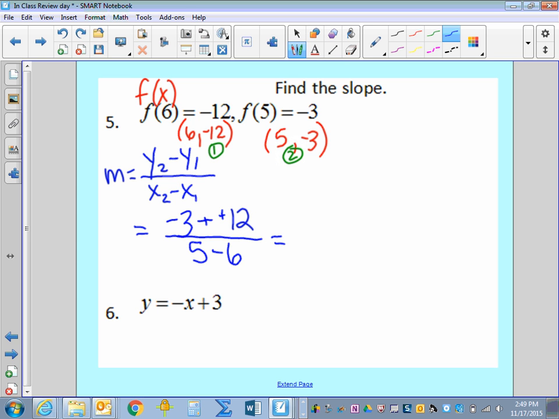Negative 3 plus 12 is positive 9. Wait, why did I get negative? Hold up. And 5 minus 6 is negative 1, which just gives me negative 9. Negative 3 equals... Wait, but when I put it in the calculator, it still gave me negative 9.